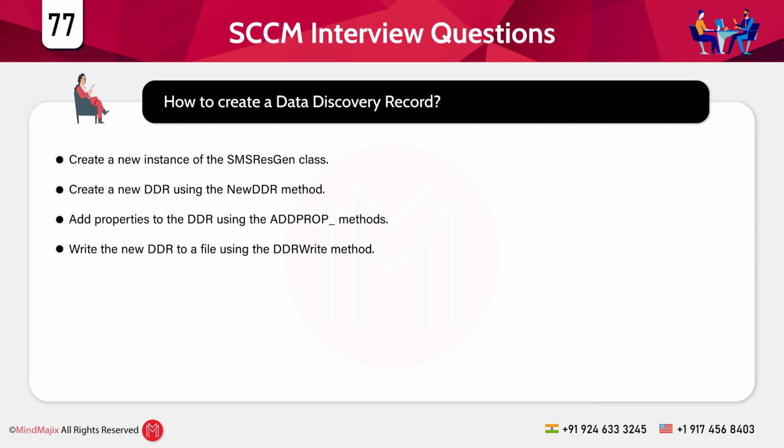The next question is, how to create a discovery data record or a DDR. So guys, there are a few steps that you must follow to create the DDR. The first step is to create a new instance of the SMSResGen class. After this, create a new DDR using the NewDDR method. In the third step, you have to add the properties to the DDR using the Add methods. And finally, you have to write the new DDR to a file using the DDR Write method.